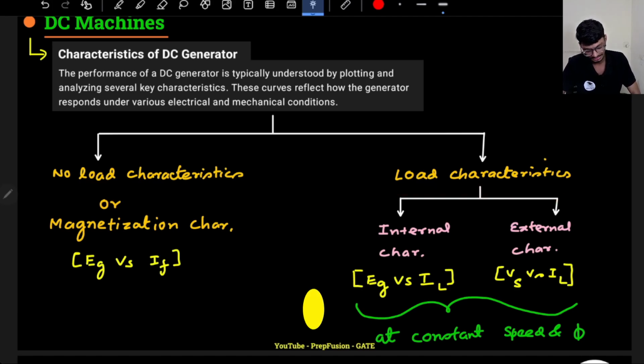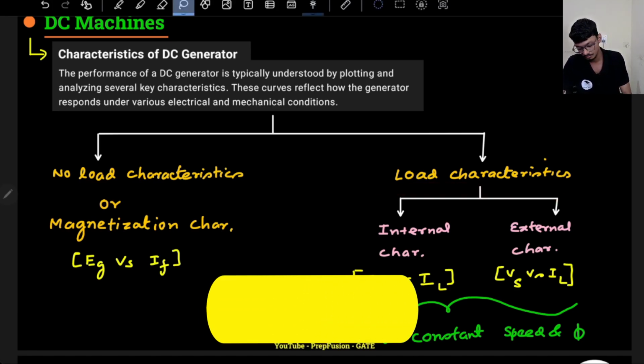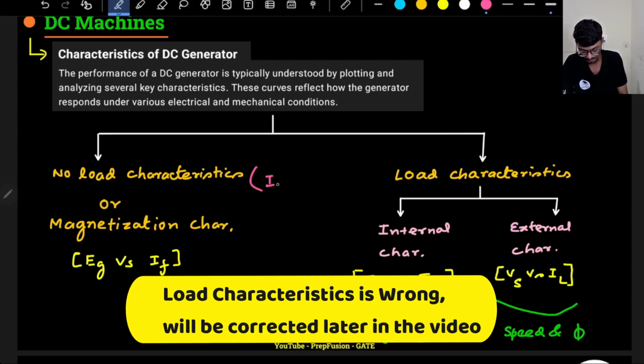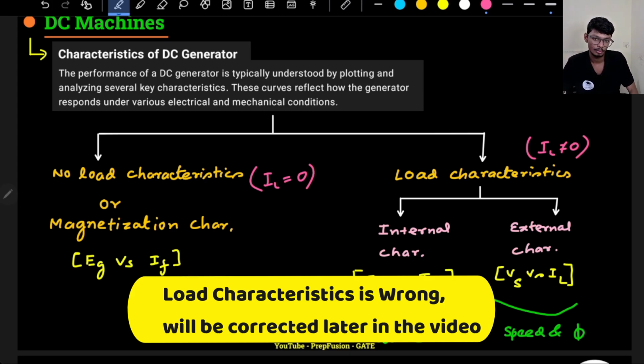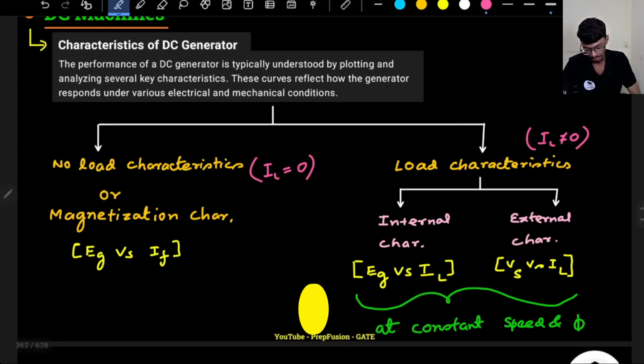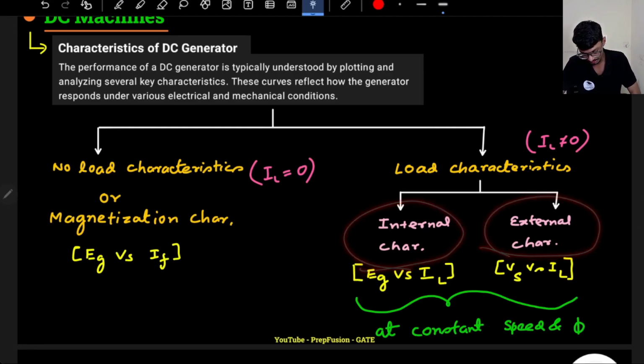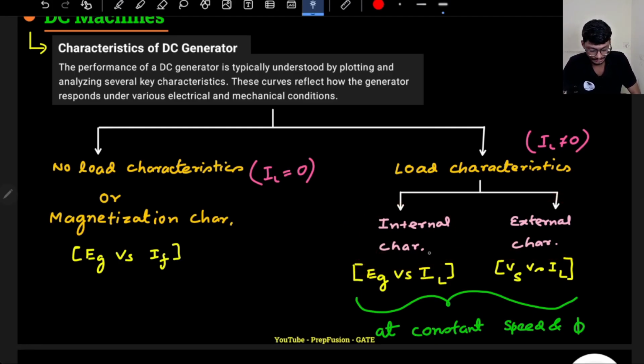What is load characteristics? As the name suggests, if I am adding a load, that means load is connected. In the no load case, the assumption is that my load current IL is 0. In this case, my IL will not be equal to 0; it will be some non-zero value. So there are magnetization, internal and external characteristics. Internal characteristics is the variation of the induced voltage with respect to the load current, and external characteristics is the variation of the output terminal voltage with respect to the load current.